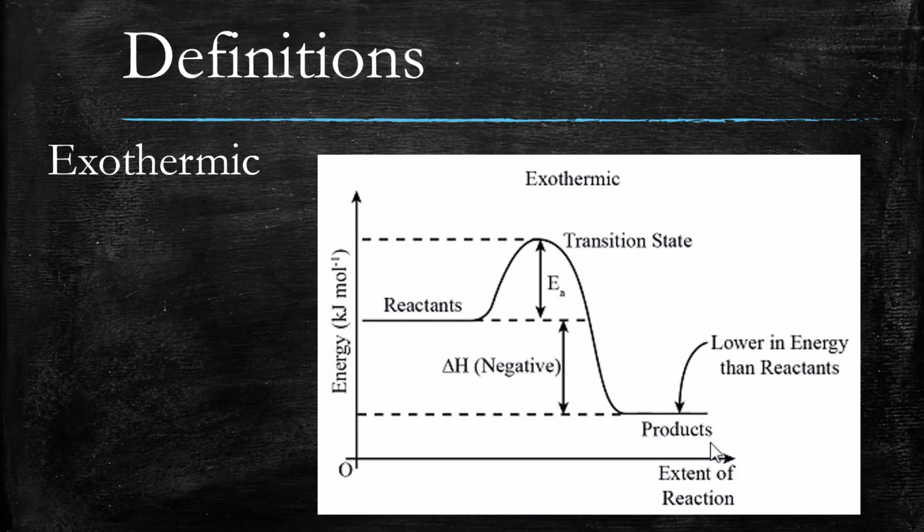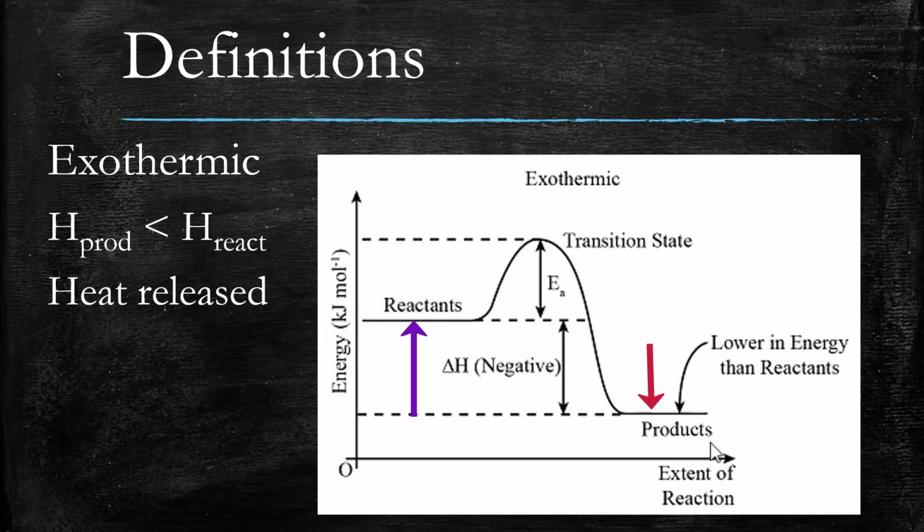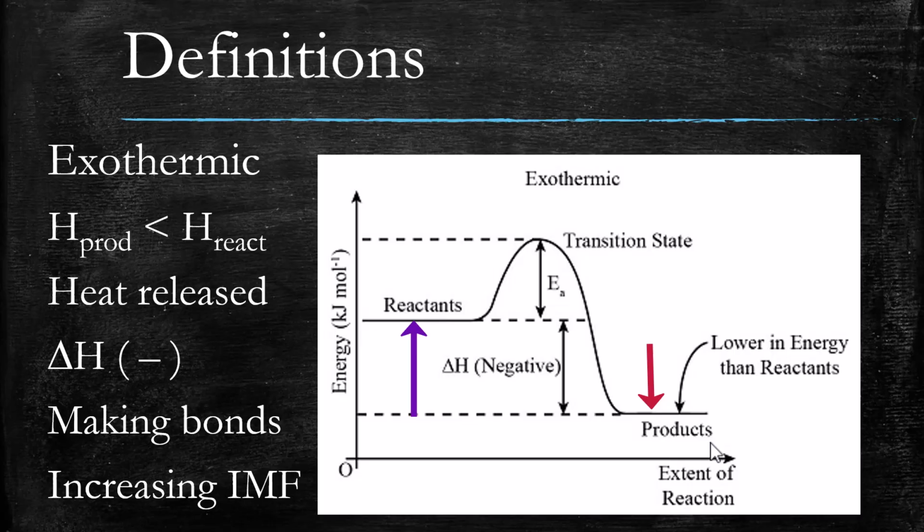If you look at a reaction profile for an exothermic process, you see that the H of the product is less than the H of the reactant, which means that heat is released because you now have less of it. Delta H must be negative because you are subtracting a larger number from a smaller number. Examples of exothermic processes are making bonds and increasing intermolecular forces.